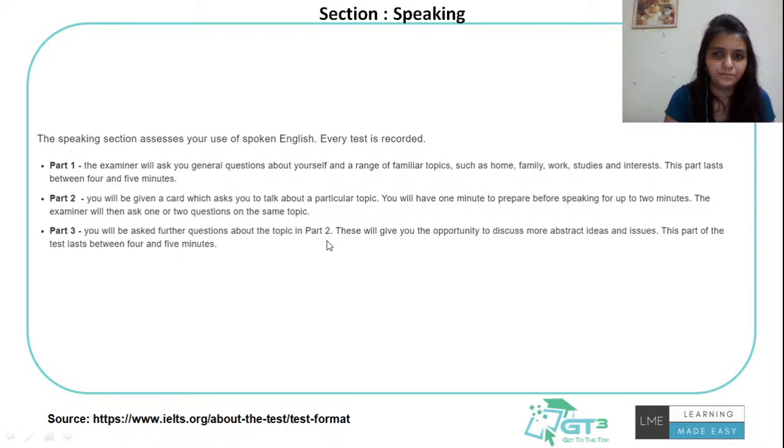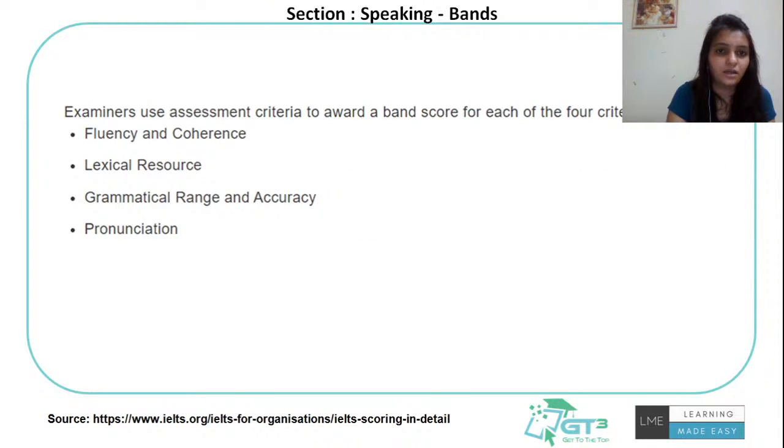For example, if the question in part 2 was a toy that you played in your childhood, then the further questions would be asked related to toys, children playing with toys in the past and what's the difference between them and present toys. Such types of follow-up questions would always be asked. Most probably the time period would be 4 to 5 minutes for the follow-up questions. Generally they'll ask you 8 to 10 questions, sometimes it depends upon the answers that you give. So this is part 1, part 2 and part 3 that will be allocated to you.